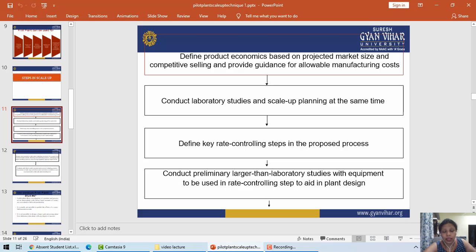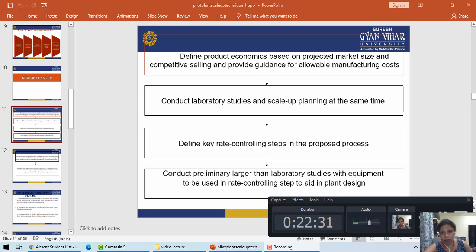The first step is to define product economics based on projected market size and competitive selling, and provide guidance for allowable manufacturing costs. So first you need to study and discuss the product economics: how much its projected market price is, and how much its allowable manufacturing cost is.